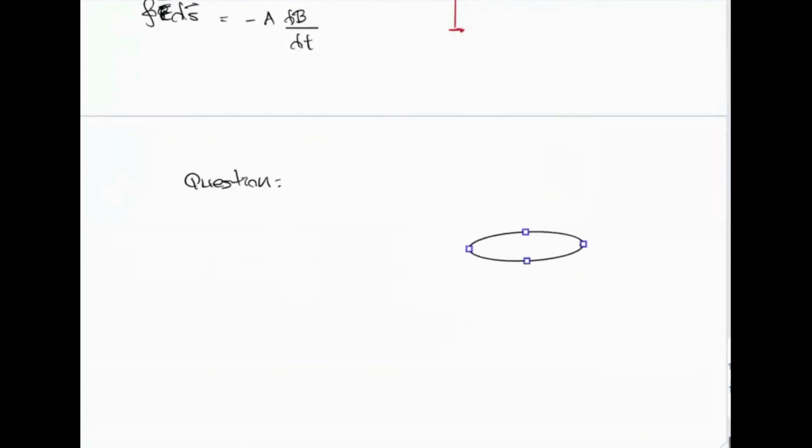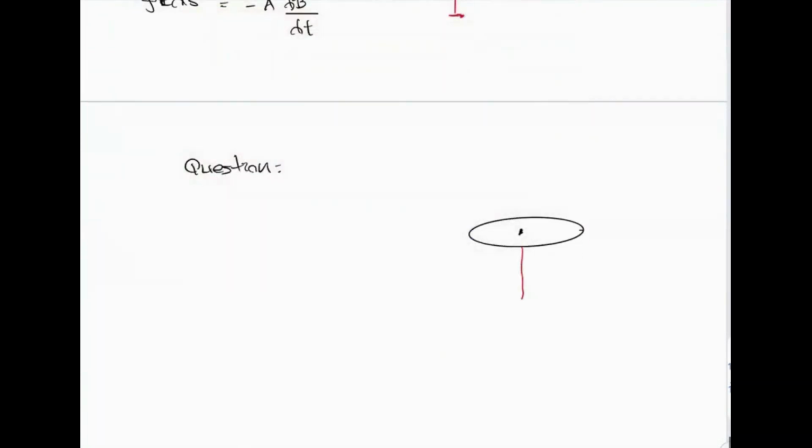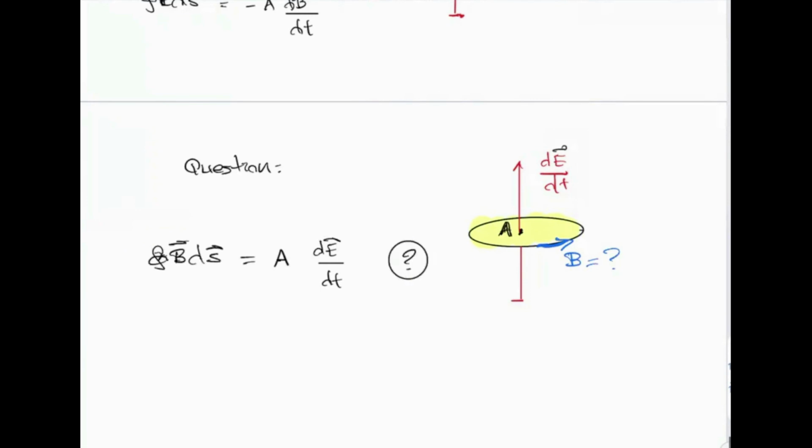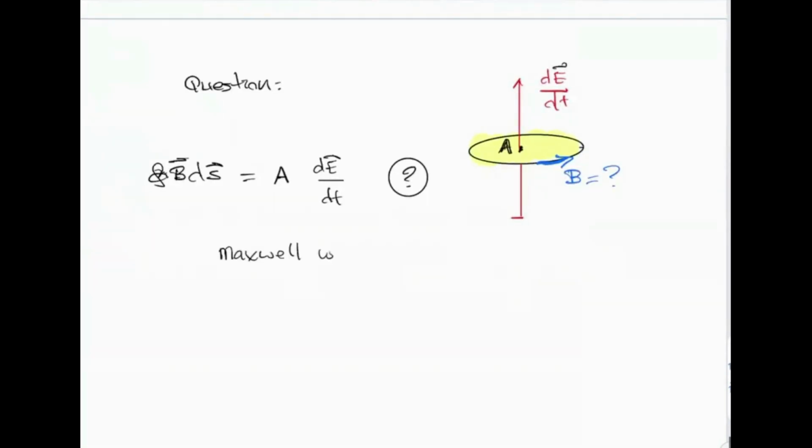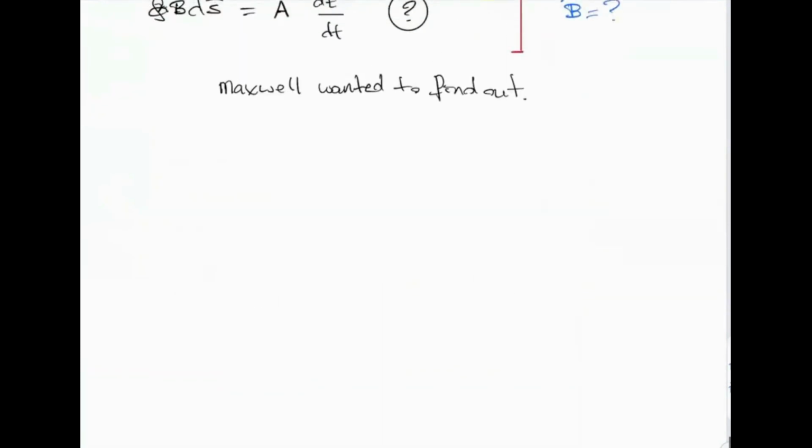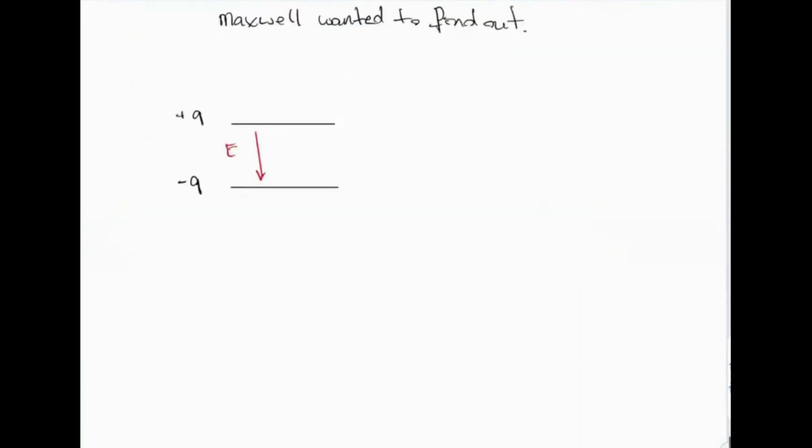So the question is this. This is what Maxwell was trying to prove. If you vary the strength of the electric field within a certain region, could it cause a circulating magnetic field within that region? That was the question that he was trying to answer. That's the theory that Faraday came up with. So he came up with an ingenious way of solving this problem.